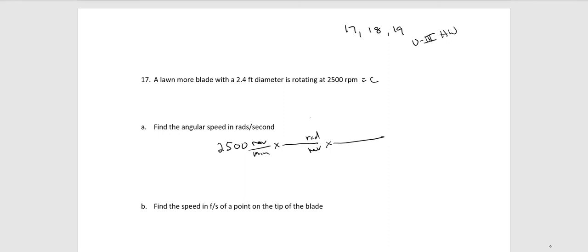So part B, where it says find the speed in feet per second of a point on the tip of the blade. So the blade, if we did a quick little sketch here, the tip of the blade is going in a circle. And the distance it travels every time it goes around is 1 circumference, which is equal to 2 pi times the radius. So the radius you can get from this. Keep in mind that the 2.4 feet is the diameter, not the radius. Now, there's a couple ways to work this, but I would suggest this.